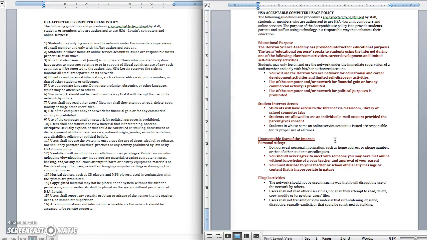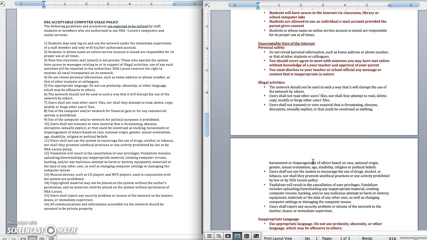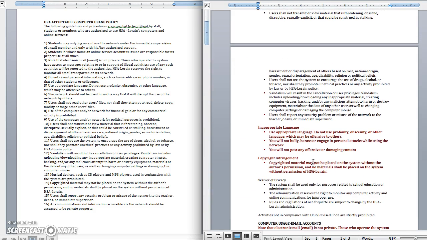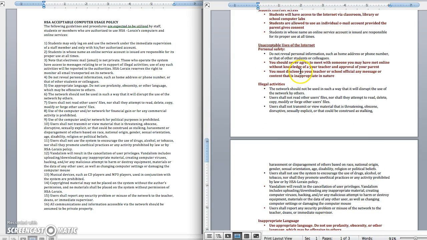Going down, I put unacceptable use of the internet. There's a lot of language in the original about what is unacceptable. So what I did was I categorized it to make it a little bit more user-friendly. First, unacceptable use of the internet is personal safety. One of the things that I put is that you should never agree to meet with someone you may have met online without the knowledge of your teacher and approval of a parent.